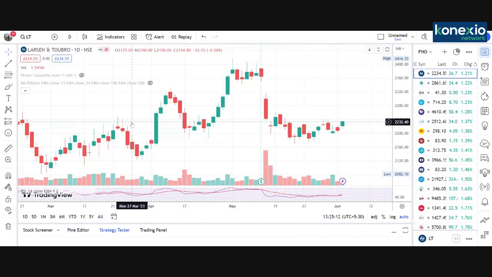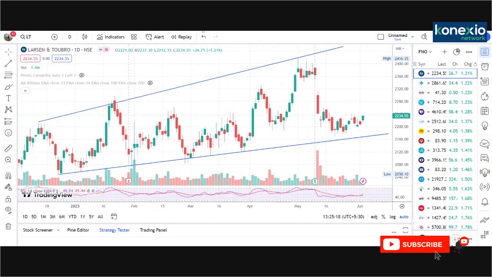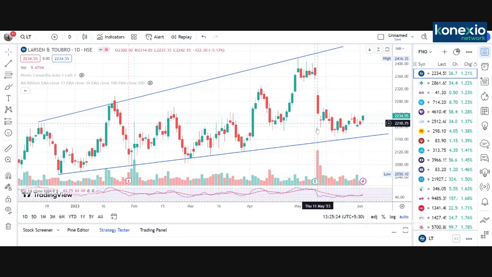This is the daily chart of L&T. In L&T, you can see the stock has formed an expanding triangle pattern. Currently, the stock is just near the support trend line. For the last 3 weeks, the stock was in consolidation after a sharp fall from the levels of 2,416. It has taken a pause almost around 2,160.